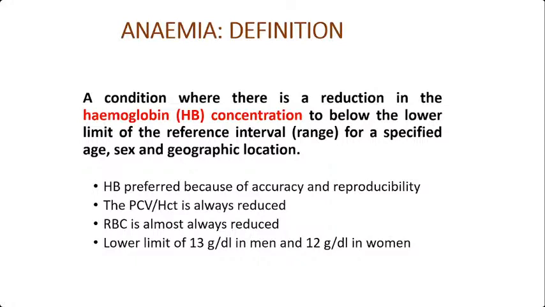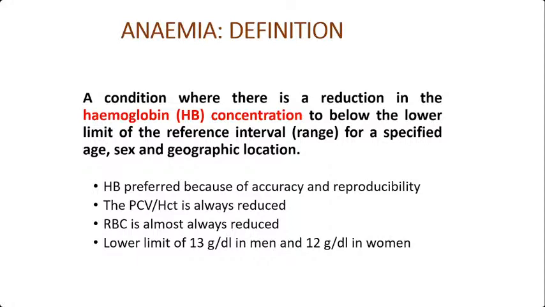The hematocrit, or the packed cell volume, is always reduced when your hemoglobin is reduced. So if you have a low hemoglobin, your hematocrit will also be low. The red cell count is also almost always reduced. And you can see I've put almost always reduced. You will see sometimes, especially in maybe early iron deficiency anemia, even though you may be having an anemia, the red cell count may still be within normal, okay? So that's why we do not use red cell count to define whether somebody is anemic or not.